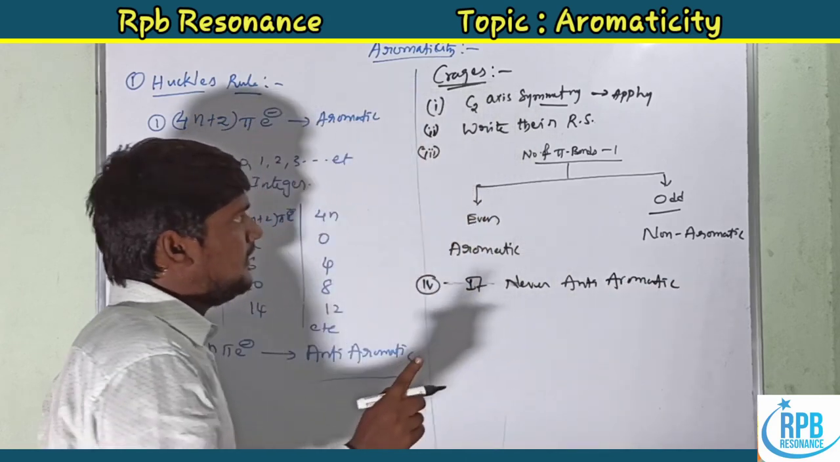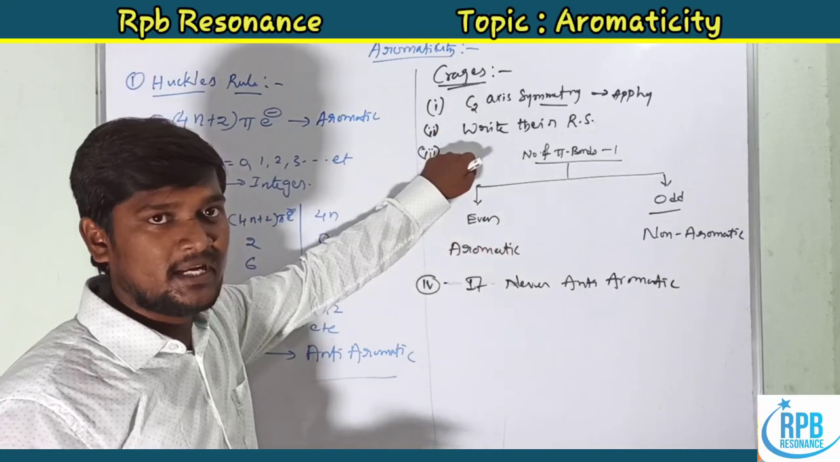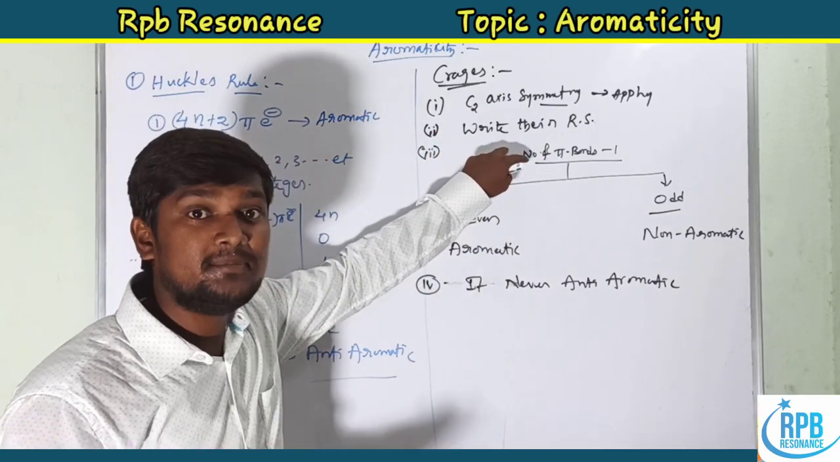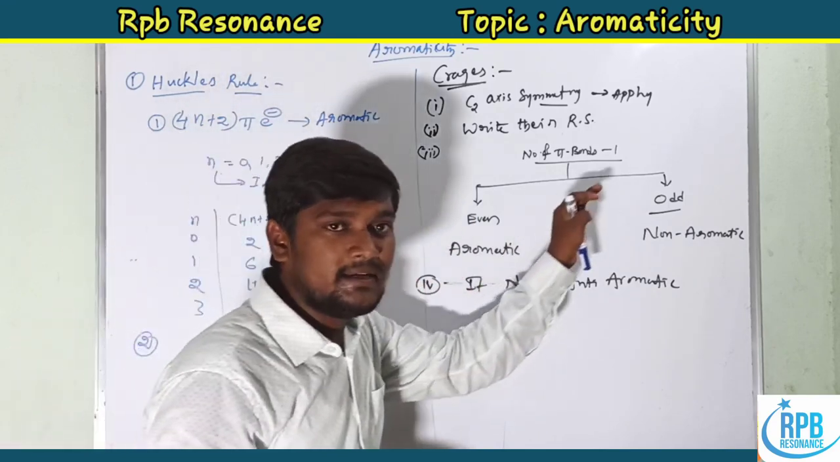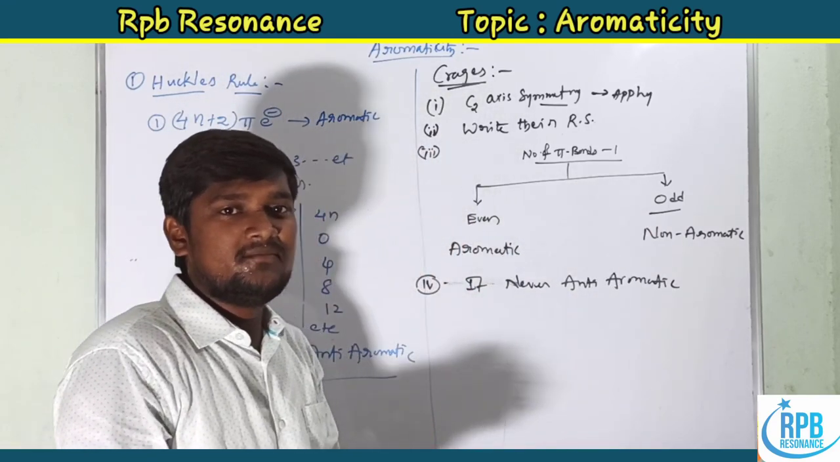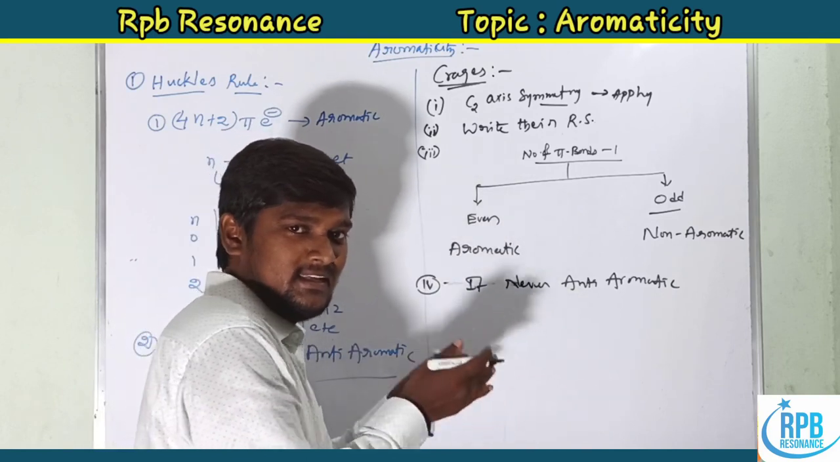So these are the rules. First of all, apply the C2 axis of symmetry, then write the resonating structures, then calculate the number of pi bonds minus 1. If it is even, then it's said to be aromatic. If it is odd, non-aromatic. So in case of Craig's rule, a system never exhibits anti-aromaticity.